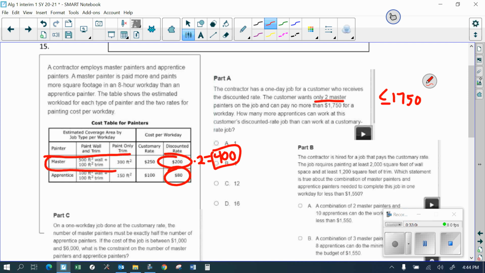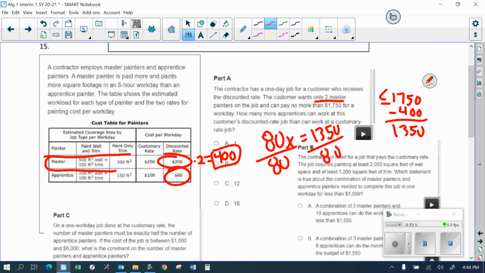How many more apprentices can work at the customer's discounted rate? So I have 80x equals, I have to subtract off this 400 that I paid to the master painters. It's $13.50 equals $13.50. So those cancel out. 8 goes into 13 one time. I'm left with 55. That's almost 7, so it's 0.6, almost like 8 or 9. So I can only have 16 because I can't afford the 17th one. So I can have 16 right there. Okay, so there's part A.